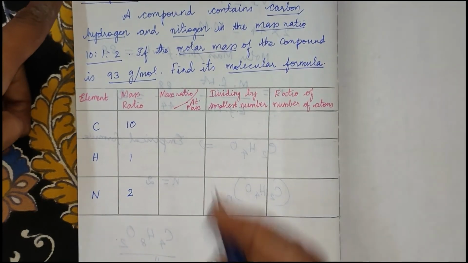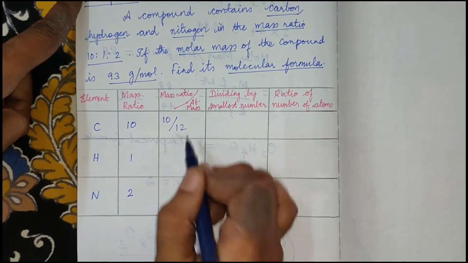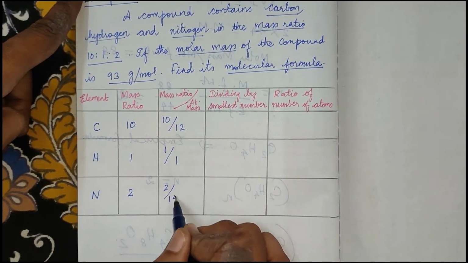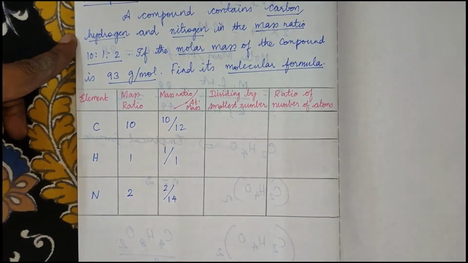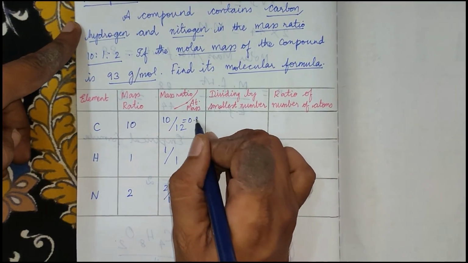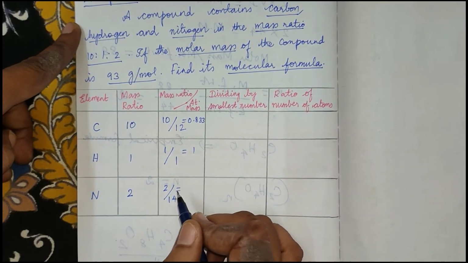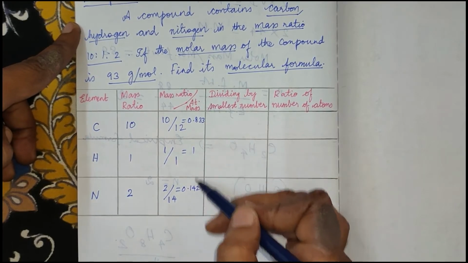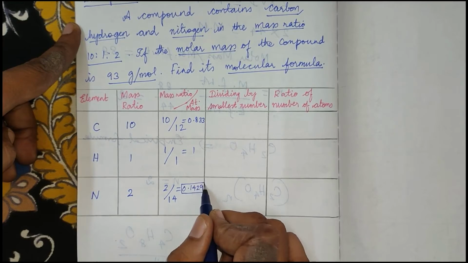We are going to divide the mass ratio by atomic mass. Atomic mass of carbon is 12, atomic mass of hydrogen is 1, atomic mass of nitrogen is 14. So I am going to divide the mass ratio by the corresponding atomic mass. So 10 by 12 is 0.833, 1 by 1 is 1 and 2 by 14 is 0.1429. Now which is the smallest value in these three? Actually 0.1429 is the smallest value.